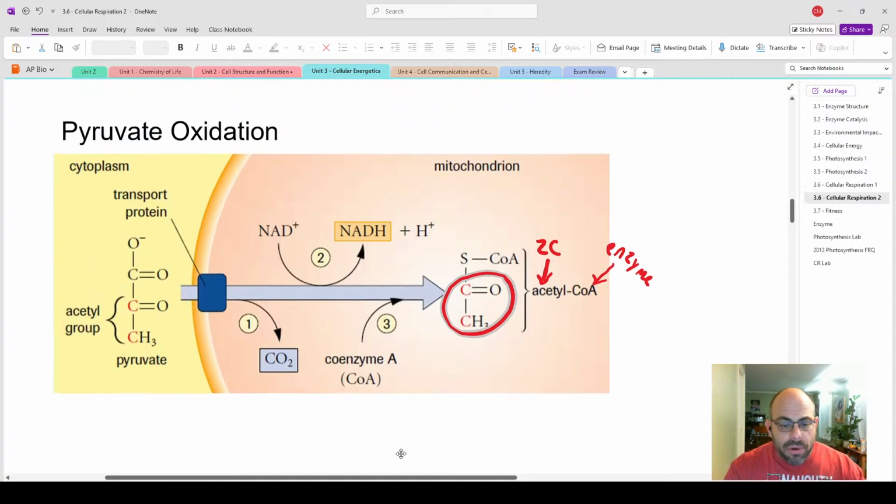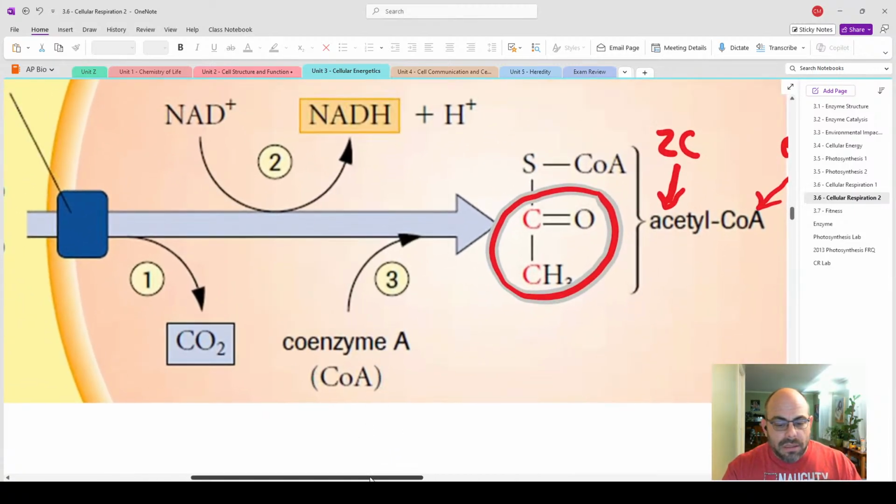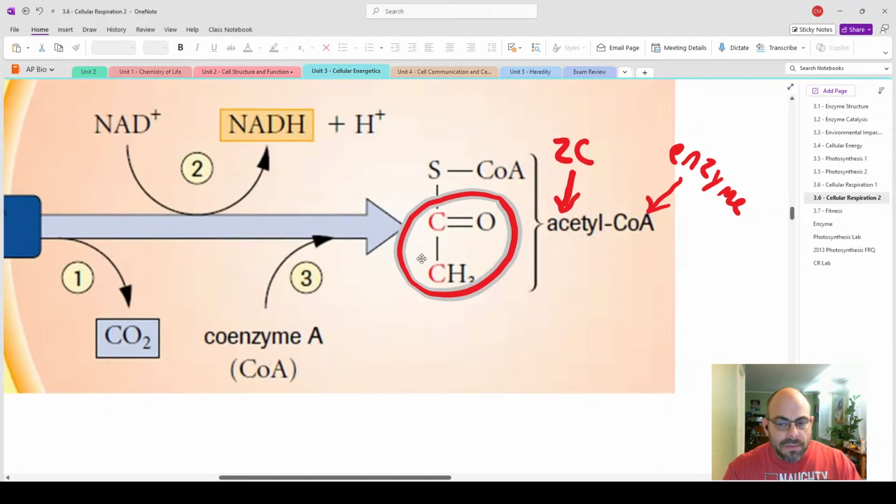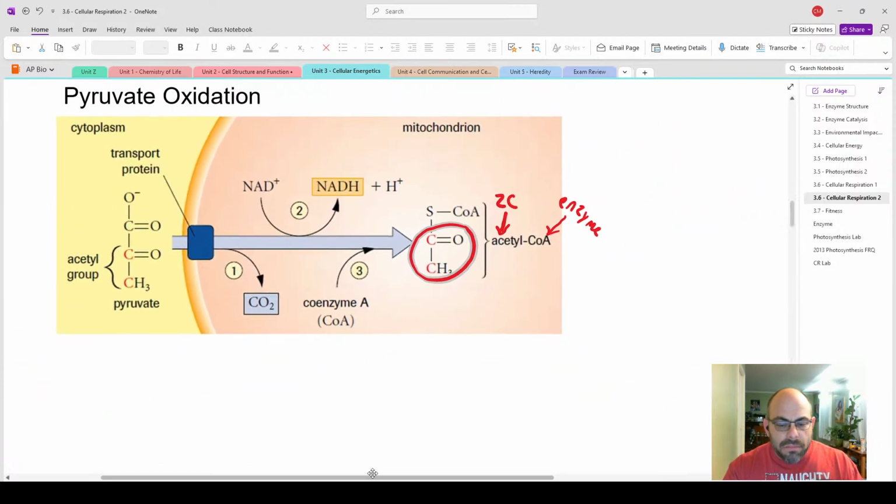And at that point, when it becomes this 2-carbon thing, there's this enzyme called coenzyme A that's going to come in and scoop up those 2 carbons, and it's going to carry them to the Krebs cycle. Think of it as like an escort.